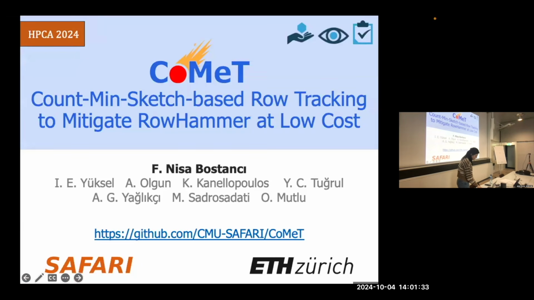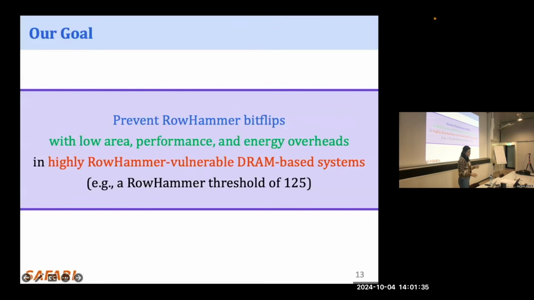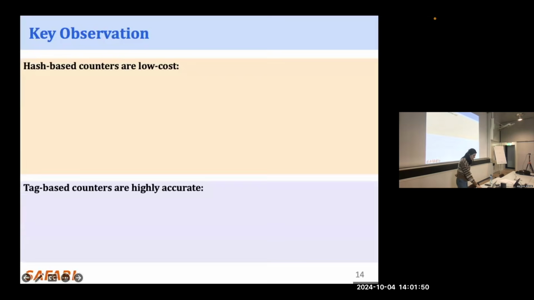HPCA 2024. So our goal, again, is to prevent RowHammer bit flips with low area, performance, and energy overheads in highly RowHammer vulnerable DRAM-based systems. We observe that there are two types of counters. The first one is hash-based counters that are low cost, and the second one is tag-based counters that are highly accurate. So we want to get the best of both worlds. We want to achieve both low cost and also high accuracy. I will explain how we achieve that, but before, let me explain how these counters work.